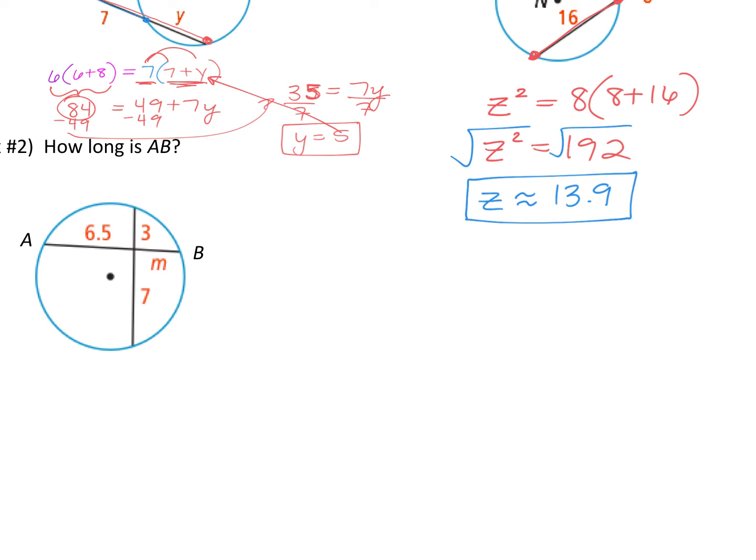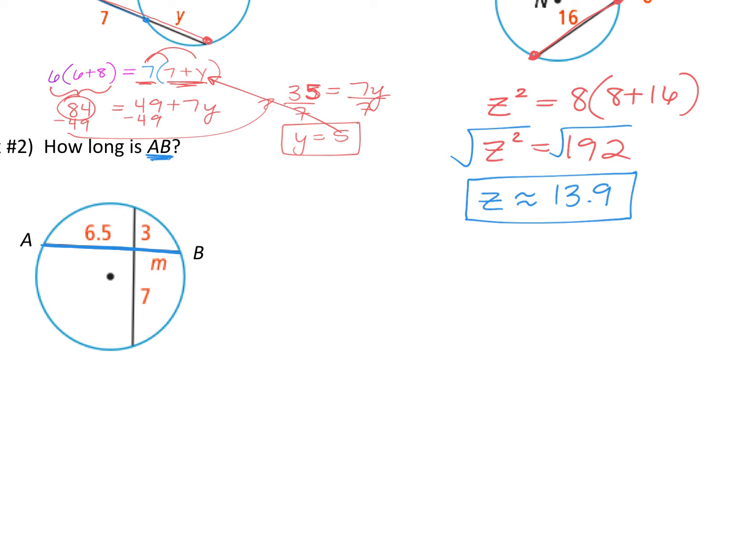This one is asking a different question. Pay attention to that, right? The question is not what is M. The question is how long is AB? So we want to know the length of this blue cord, okay? How do you set this one up?